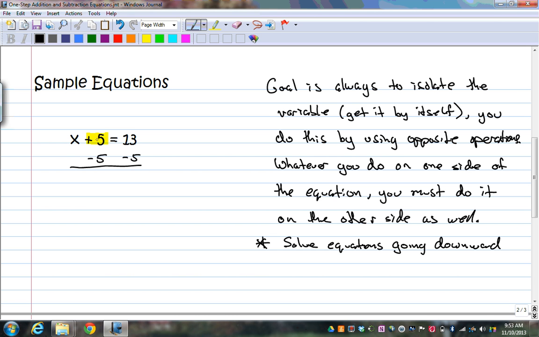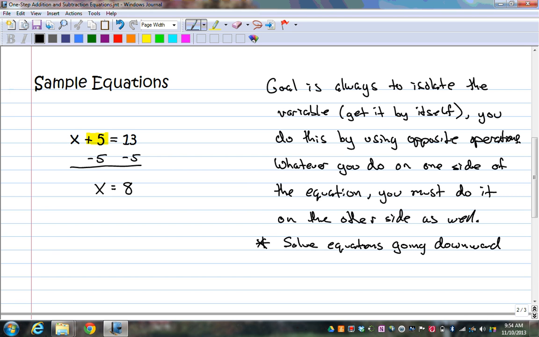On the left, I have 5 minus 5. That becomes 0. So in other words, it's gone, leaving only my x. Then I have x is equal to 13 minus 5, which is 8. There's my solution. Beautiful. That's what we said it should be.